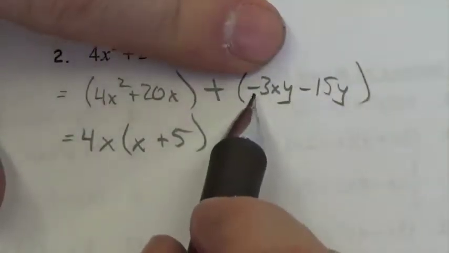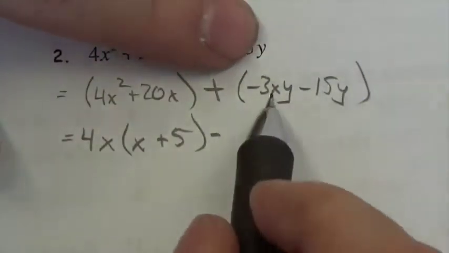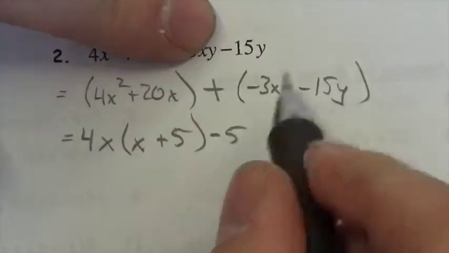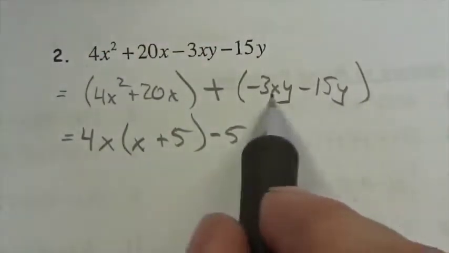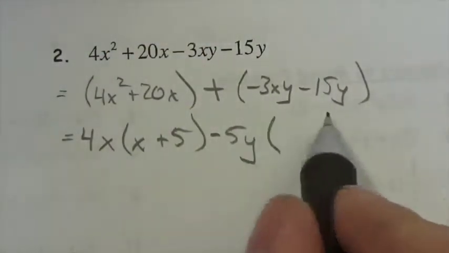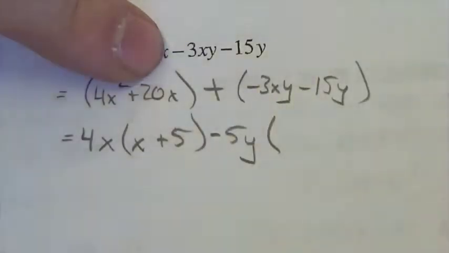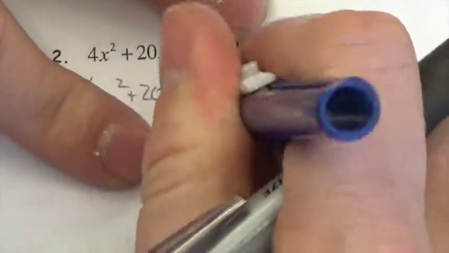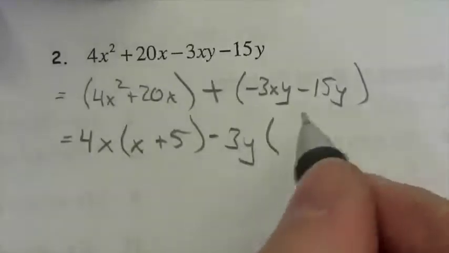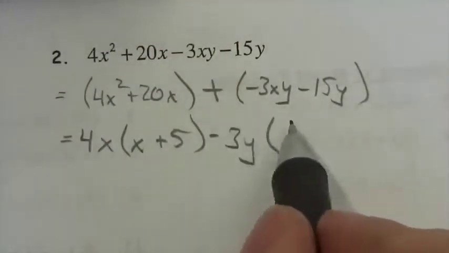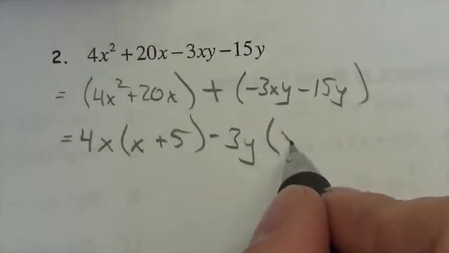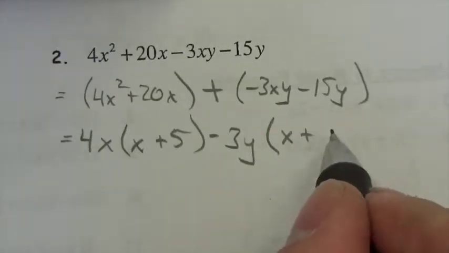Over here, there's a negative common to both those terms. There's a negative 3, sorry, I said 5. I don't know why I said 5. It's -3, and actually there's a y that's common there too. I can take out that common y, which will leave me with a 5 over there. So -3 and a y there, which would leave me with a positive x here and a positive 5 there.